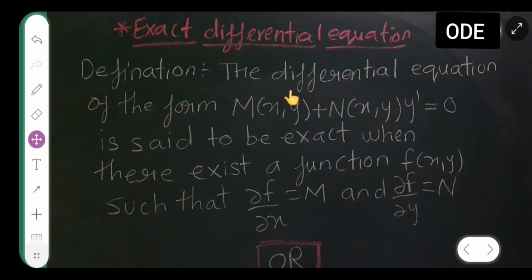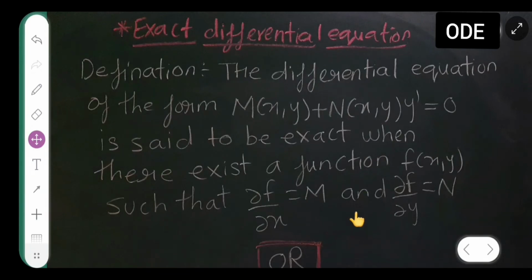The differential equation of the form M(x, y) plus N(x, y) y' is equal to 0 is said to be exact when there exists a function f(x, y) such that ∂f/∂x is equal to M and ∂f/∂y is equal to N. If these conditions are satisfied, then we can say it is an exact differential equation.